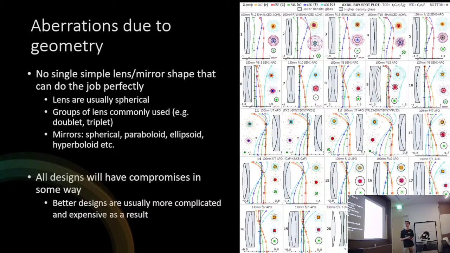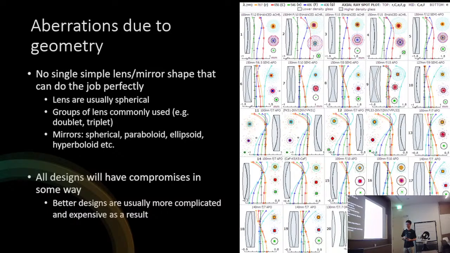So the setback of reality is that no single simple lens or mirror can do the job perfectly. And by the job, I mean taking parallel light rays and turning them into a single image on the focal plane, right? So the thing is that when we make lenses, they are usually spherical in shape, because it's easier to grind lenses that have a spherical surface and curvature. Anything that deviates from being a sphere becomes devilishly difficult to manufacture. And technically you can do it now, but it's going to be super, super expensive.